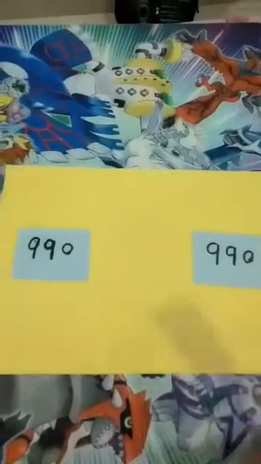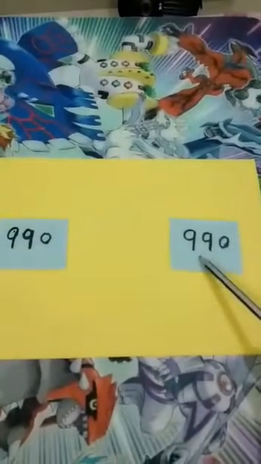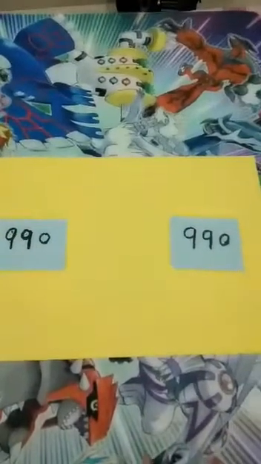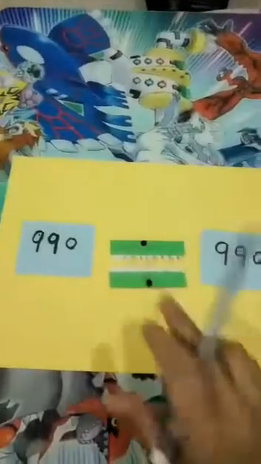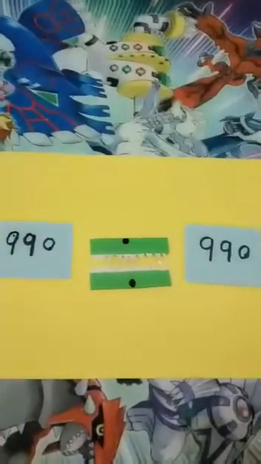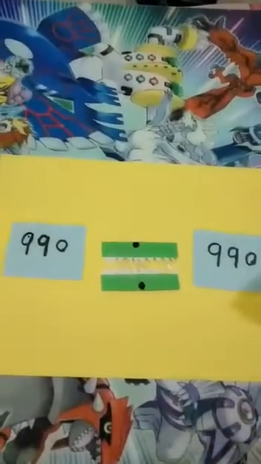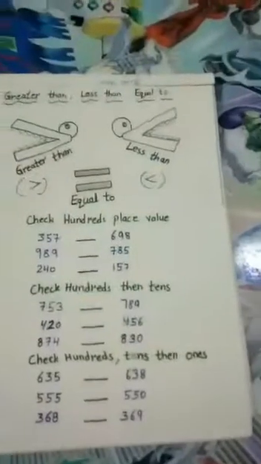Now dear students, look over here. What is this number? 990, and this number is also 990. I will put the equal to sign here. Which sign? Equal to. Why? Because both sides have the same number. So we will put the equal to sign. Now dear students, I will make you understand why I use the greater than, less than and equal to signs. We have a comparison of two numbers.